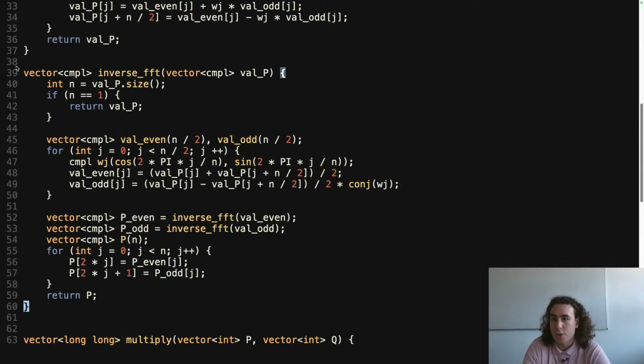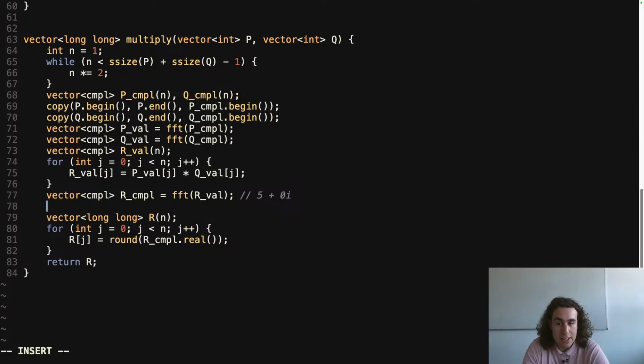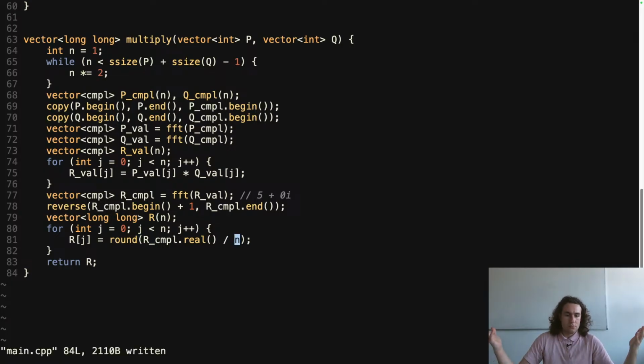So instead of using this tremendous function inverse FFT, here I'm just going to apply FFT itself, and then I'm going to reverse everything except for the 0th element, reverse from begin + 1, and then these values are the values of P just multiplied by n. And now when we take it, let's just divide it by n. And now we only need one function. This is absolutely crazy, but it works.